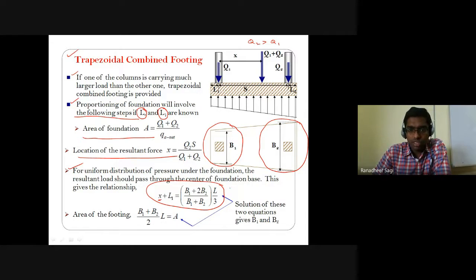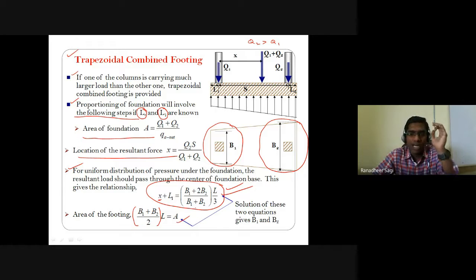So this is one equation, and the other equation is the area of the combined footing. Since it's a trapezoidal footing, the area is calculated as (B1 plus B2) by 2 into the length. If I look at these two equations, I have only two unknowns, B1 and B2, because x I can calculate from the above expression.